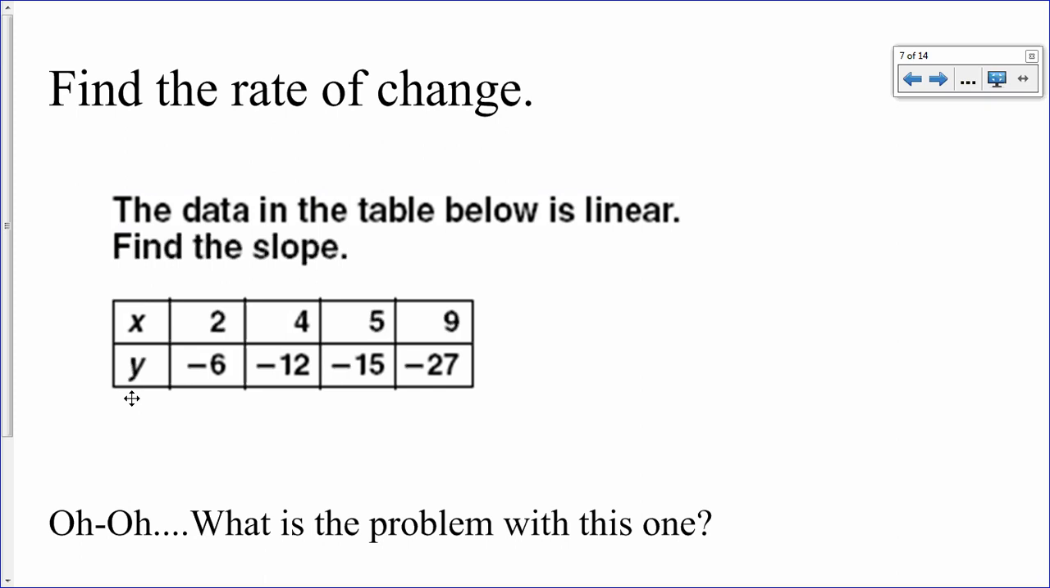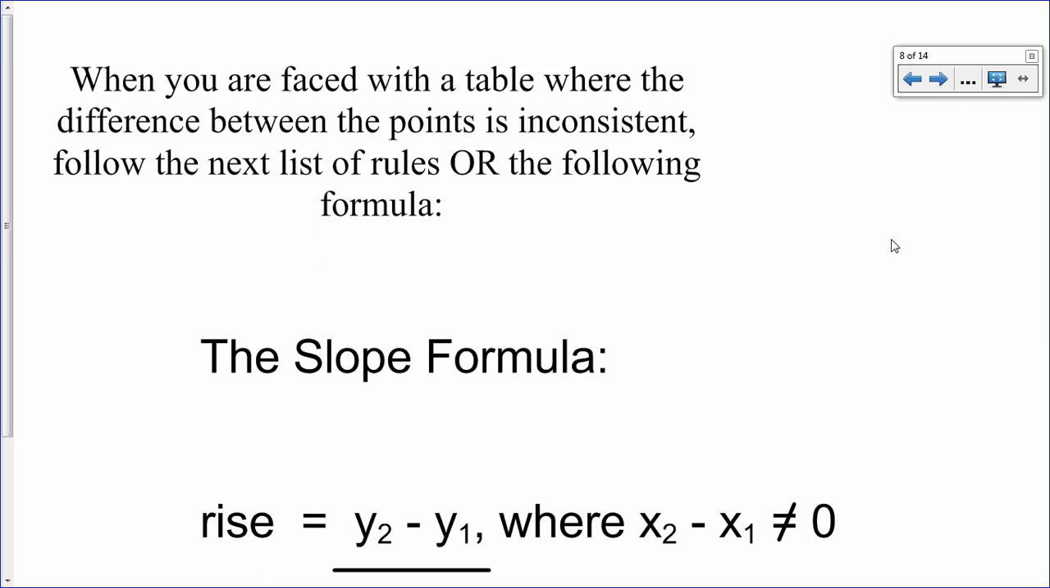Take a look at this one. We also want to find the rate of change, which is also known as the slope. It says that the table is linear, the data in the table is linear. So we're going to look at our changes in x's. We go 2 to 4 to 5 to 9. What's the problem with this one? Is our change in x consistent? We go plus 2 here, plus 1 here, and then plus 4 here.